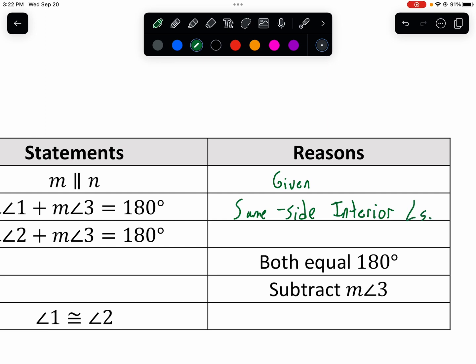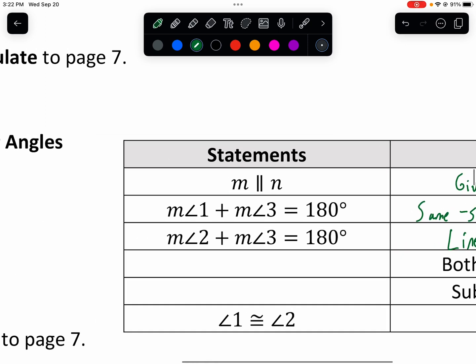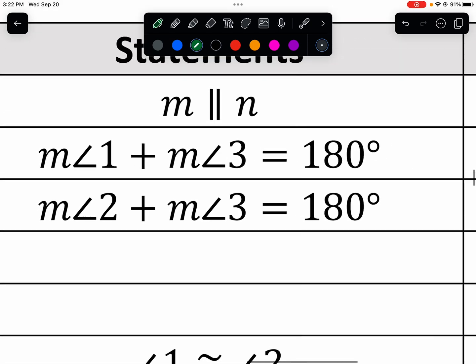All right, what about the measures of angle 2 and angle 3? They add up to be 180, and that's because they are supplementary since they're a linear pair. We're going to write that down, linear pair. Now notice how visually we talked about angle 1 and angle 3 adding up to 180, angle 2 and angle 3 adding up to 180.